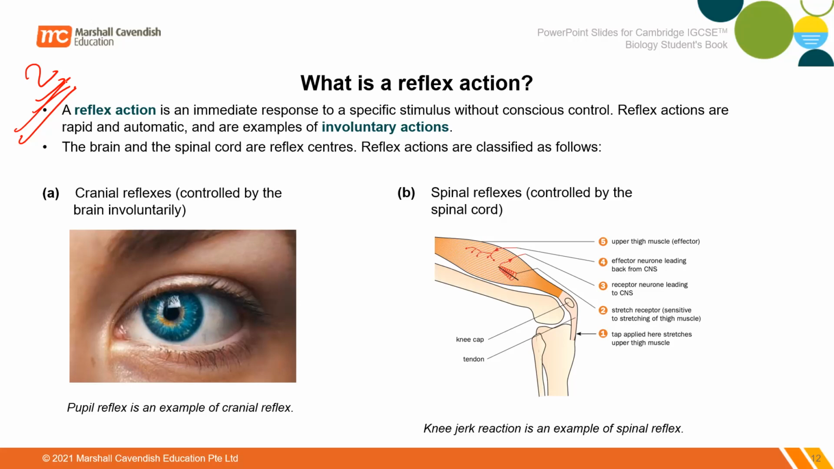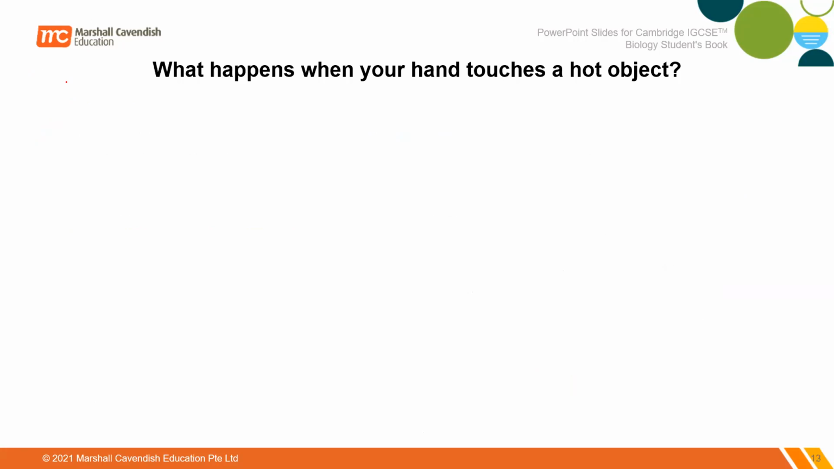In front of us are 2 examples: the cranial reflexes, with the example of the pupil reflex, and the spinal reflexes controlled by the spinal cord. The cranial reflexes, or the pupil reflexes, by being constricted or dilated, are controlled by the brain, and this is an involuntary action. You cannot keep your pupil dilated if you have a bright area, because this is to protect the inner structure or the internal part of the retina in the body.